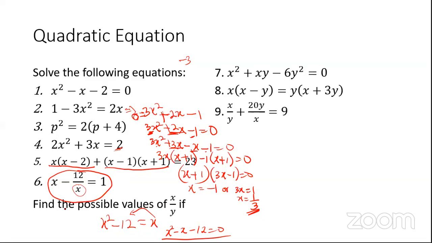Now look at this number 7, 8, 9. They say find the possible values of x over y if this. So what you just need to do there, I'll give you the clue. You go and do it. So what you just need to do is make sure that our time, we need to finish this now.